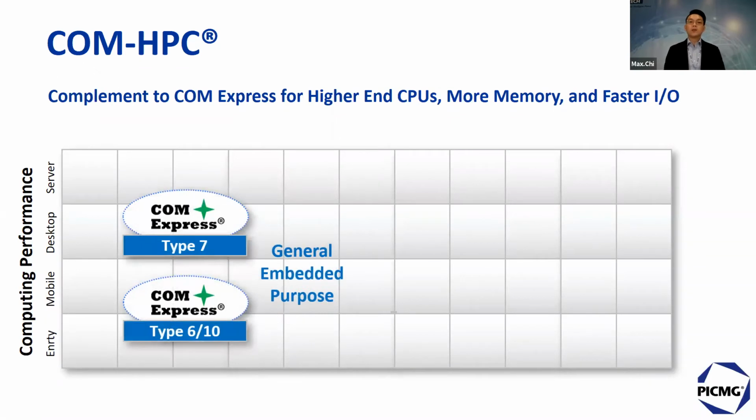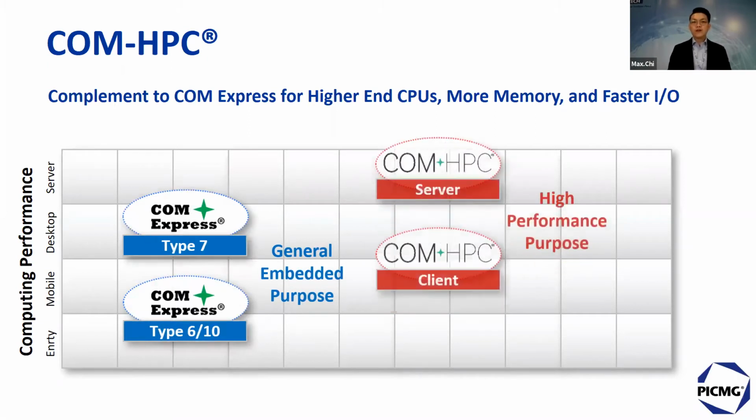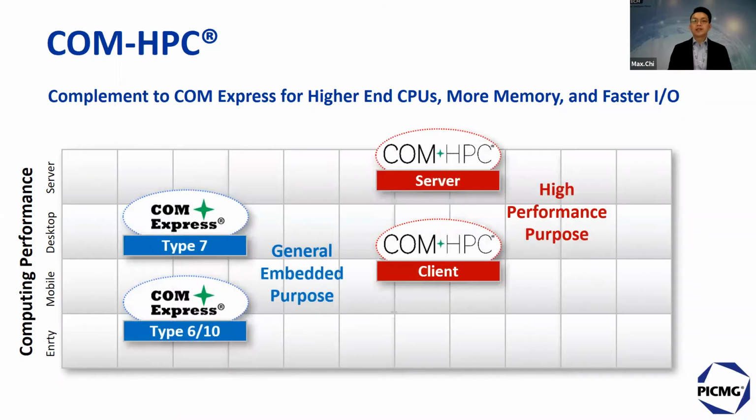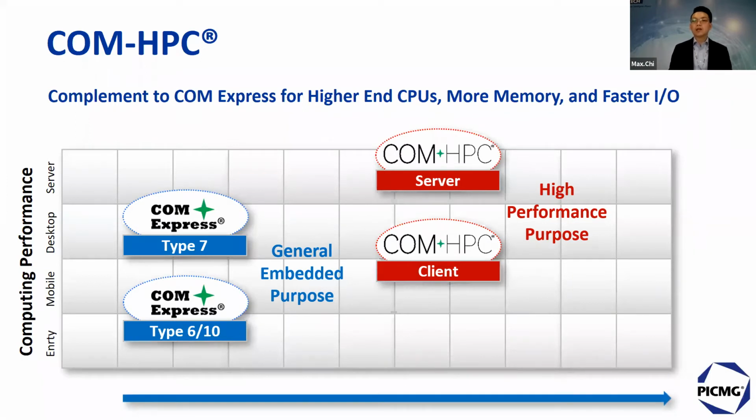The current COM-Express Type 6, 7, and 10 are for general embedded purposes. However, the newly coming COM-HPC server and client are at higher precision, targeting high-performance purposes. So with the current COM-Express and the new COM-HPC standard, the computer-on-module solutions can be fully covered.